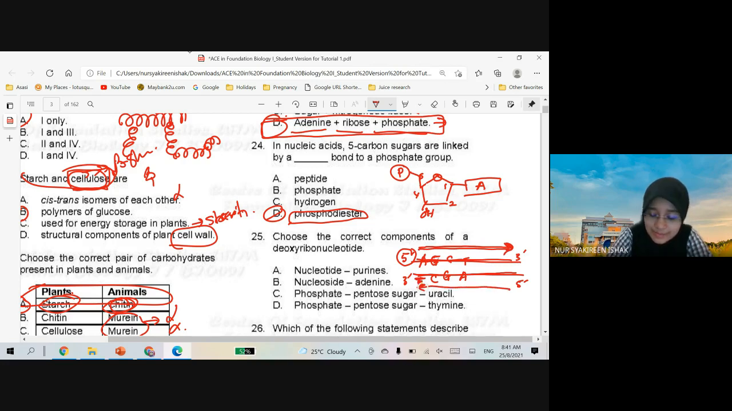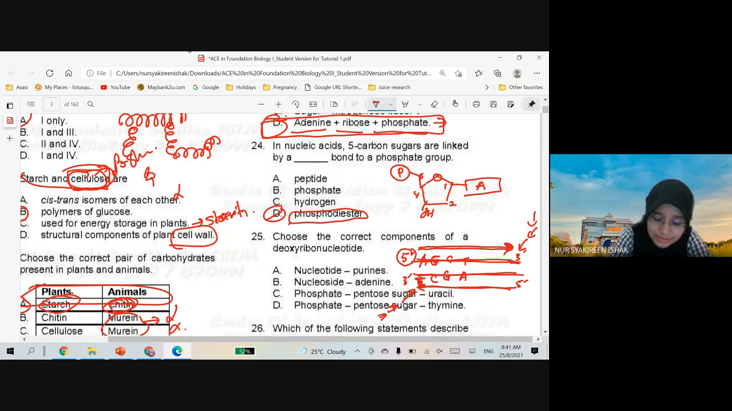So yang ini kita namakan dia sebagai anti-parallel. Sebab 5 ke 3, bawah pun 5 ke 3. Alright, itu cara awak baca dia. Kenapa arrow dia ke 3? Sebab apa? Every time when you want to add more nucleotide to each of the DNA strand, the new nucleotide is always added at the 3 prime end.